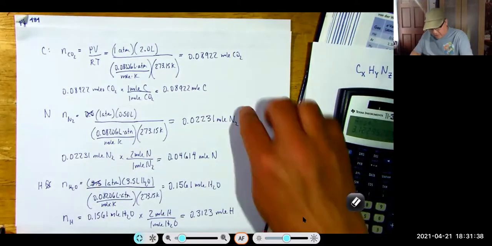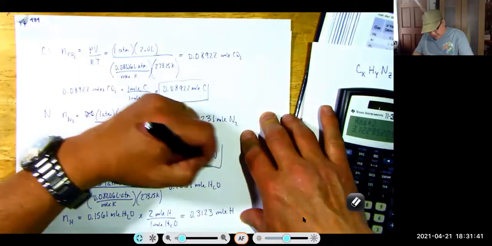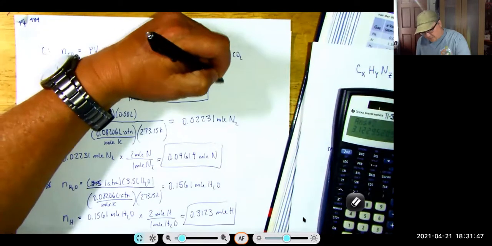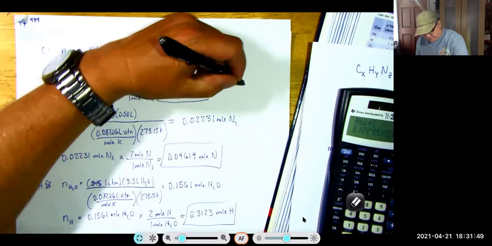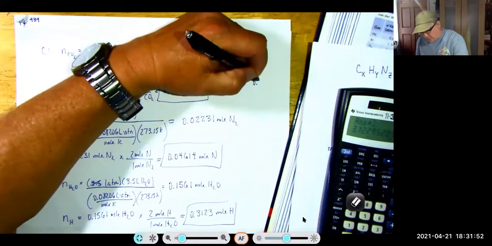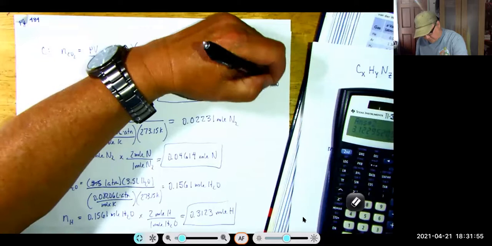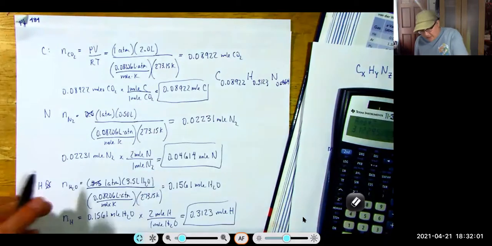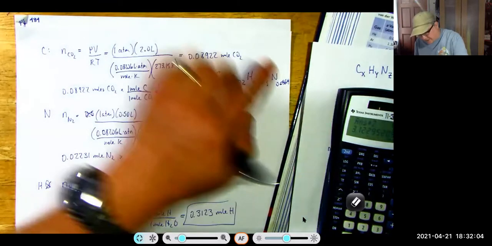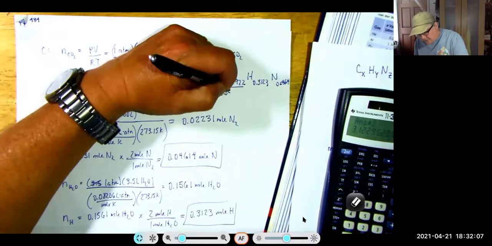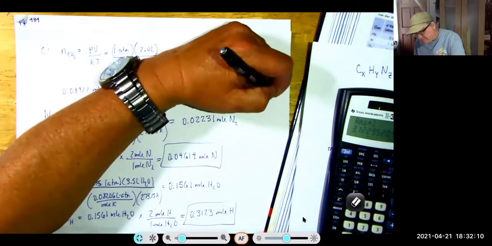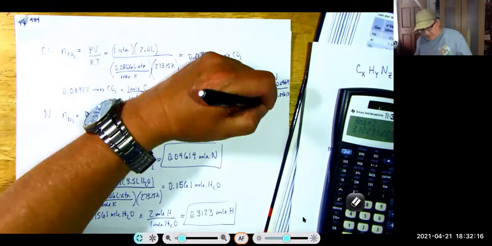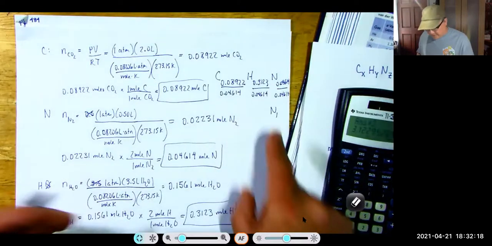So now that I have the moles of carbon, the moles of nitrogen, and the moles of hydrogen, I can simply do this. This is the way I like to do it. Carbon 0.08922, hydrogen 0.3123, and nitrogen 0.04614. And I divide each of these by the same amount, the smallest number available. So I'm going to divide each of these by 0.04614. Now, nitrogen will end up being 1. That's pretty clear because you're dividing the same number by the same number.